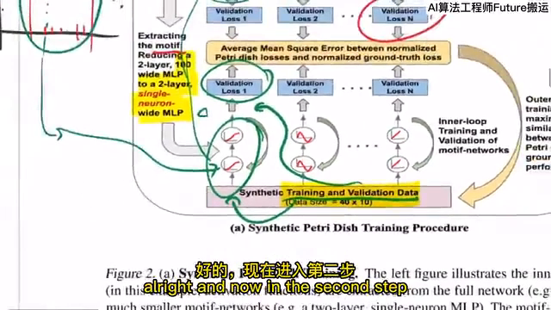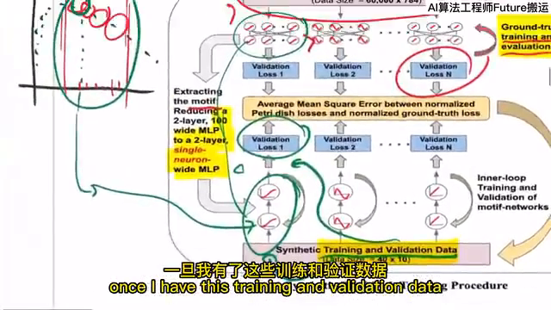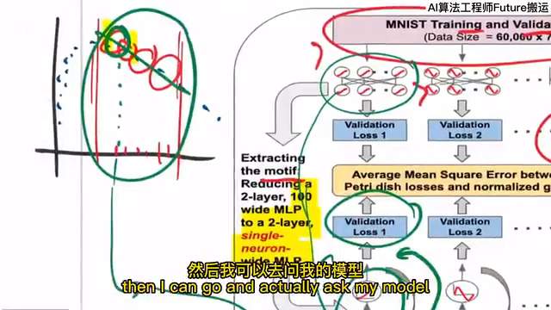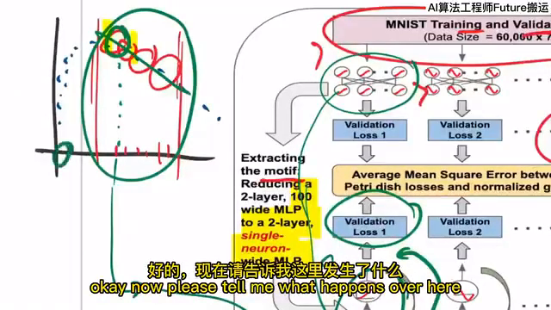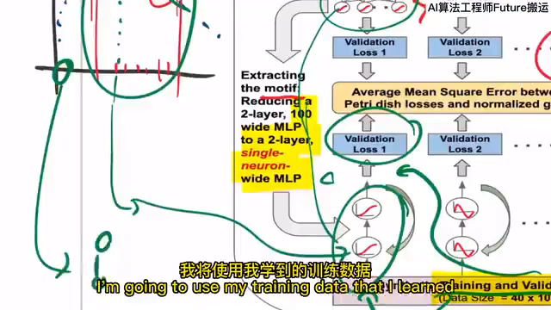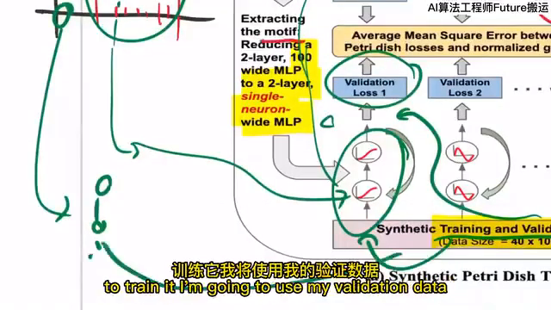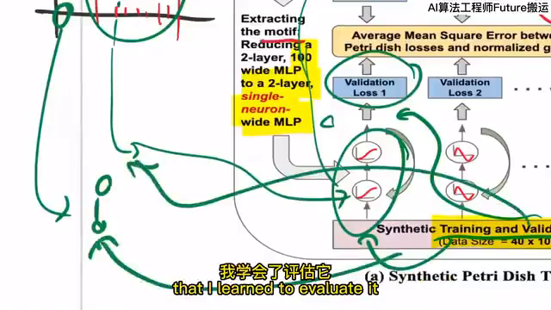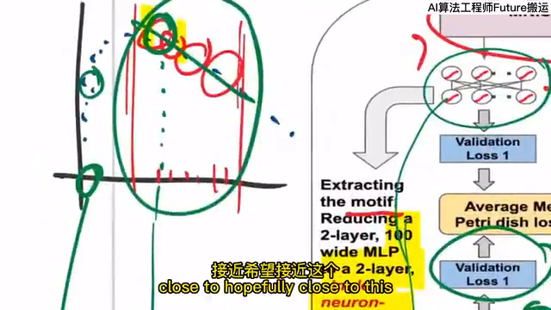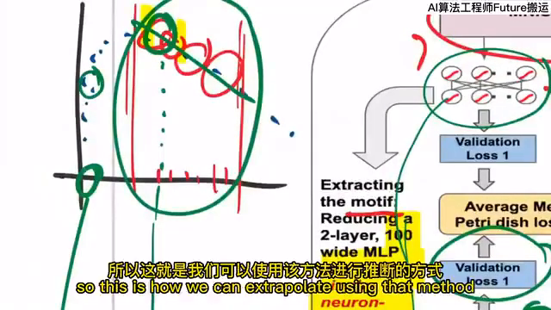All right, and now in the second step, once I have this training and validation data, such that I can basically reproduce this graph right here, then I can go and actually ask my model, okay, now please tell me what happens over here. So what am I going to do? I'm going to take that, instantiate it, use my training data that I learned to train it, and use my validation data that I learned to evaluate it, and it's going to give me a number, and hopefully that number is close to this. So this is how we can extrapolate using that method, okay?